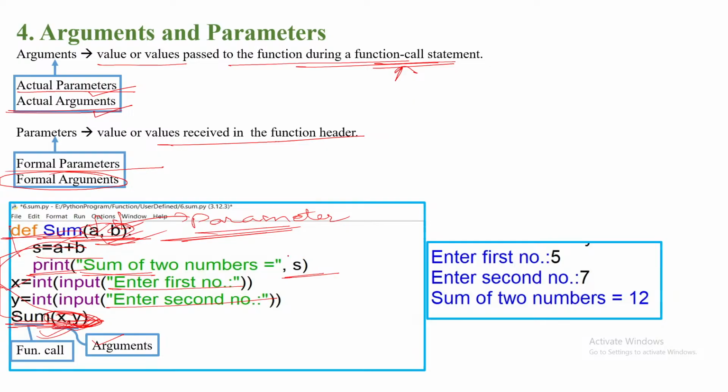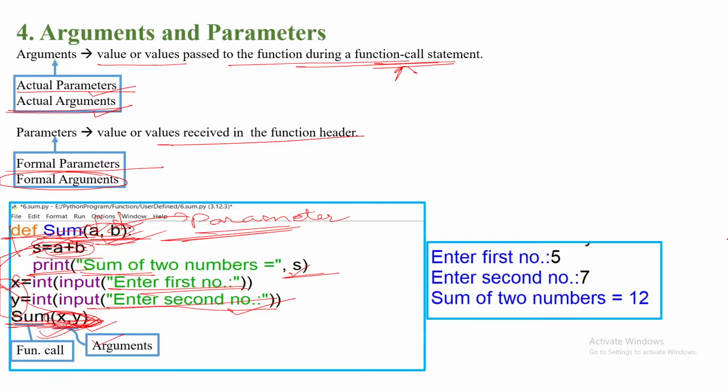So here, whatever value is passed we receive, then we add it, and this value after addition is saved in the variable s. So when we call this variable, we will get the answer. x equal to int input, enter first number, then y equal to int input, enter second number. Then sum of x, y, because sum is the function name and x, y both are the arguments. So these arguments are called what? Actual arguments or actual parameters.